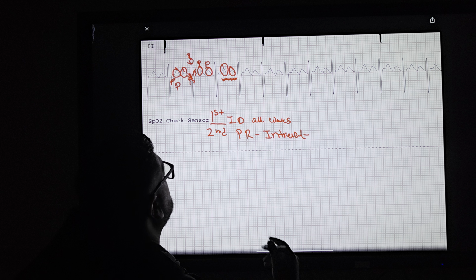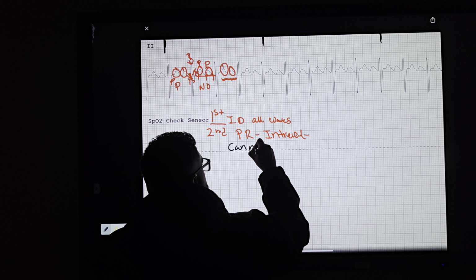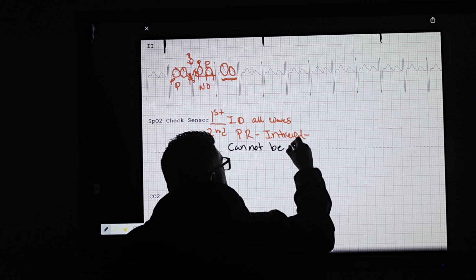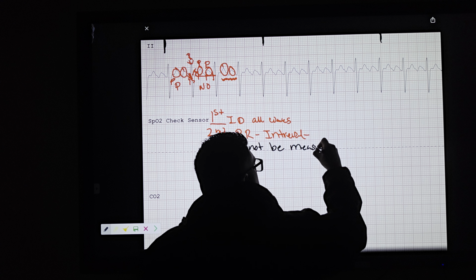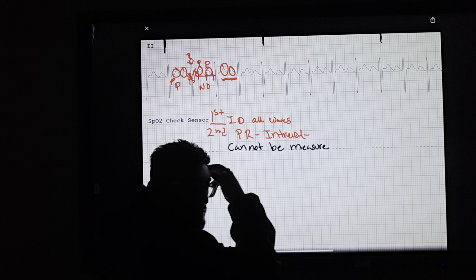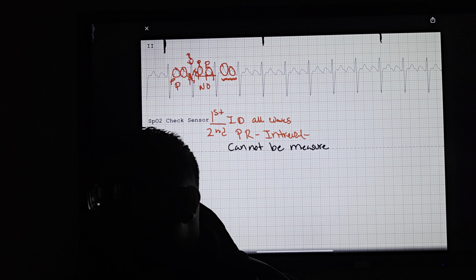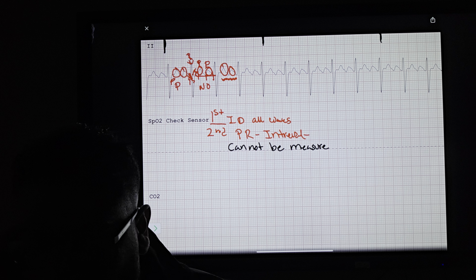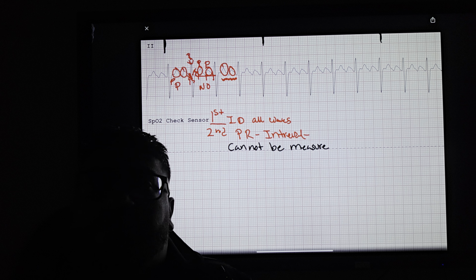If you have two P waves, do you start from here? Do you start from here? Do you measure all the way across? Well, the answer is no. Your PR interval cannot be measured because of this reason. It won't give you a reliable PR interval, and that is one of the biggest things you have to watch out for in atrial rhythms.